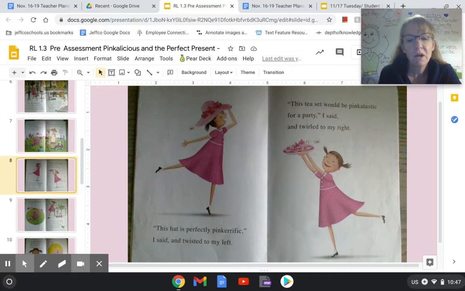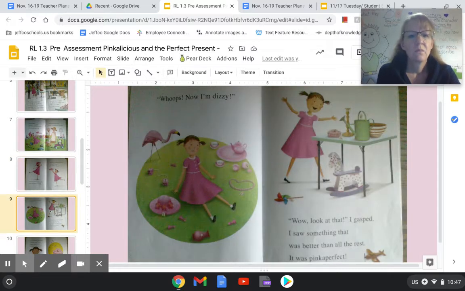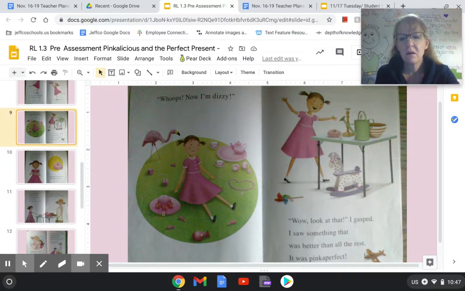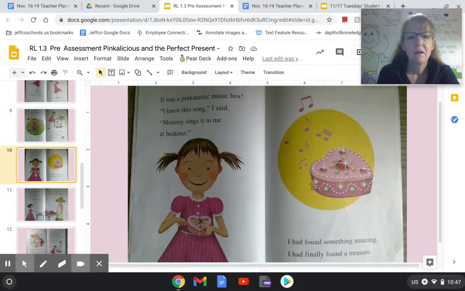This hat is perfectly pinkerific, I said, and twisted to my left. This tea set would be pinktastic for a party, I said, and twirled to my right. Whoops, now I'm dizzy. Wow, look at that, I gasped. I saw something that was better than all the rest. It was pinkerific. It was a pinktastic music box. I know this song, I said. Mommy sings it to me at bedtime. I found something amazing. I found a treasure.